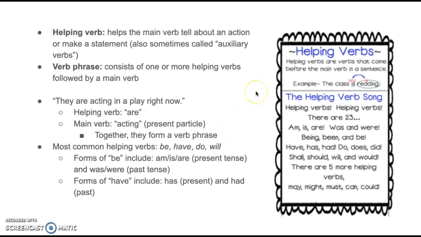There's a great little song to help you remember all the helping verbs. You should have all the helping verbs written down in your notebook, and if the song helps you remember them, then use it. Helping verbs, there are 23.